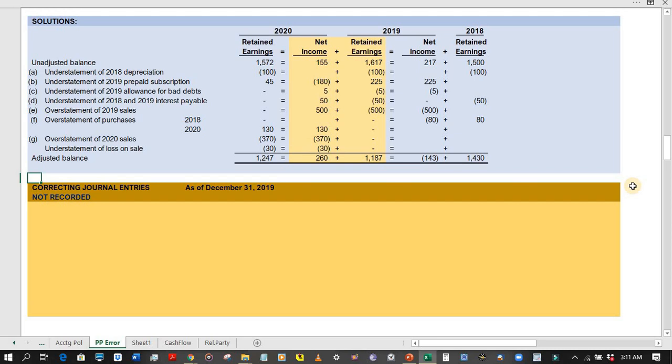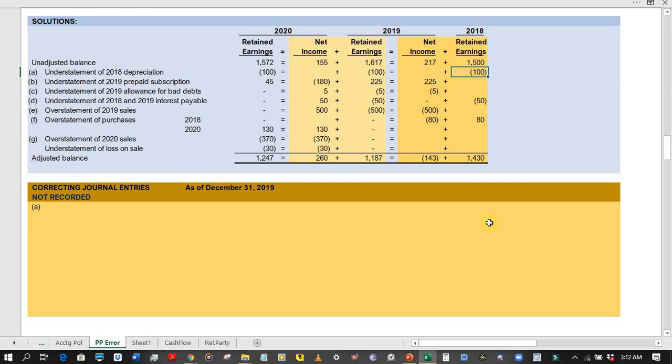So based on our table, the journal entries will be taken from these columns. So for 2019, the adjustments will be taken from these last two columns. So let us start with the first correcting journal entry. So this is letter A. So in letter A, there is no adjustment in net income, and there is an adjustment in retained earnings, which is a deduction. So it means this is a debit to retained earnings.